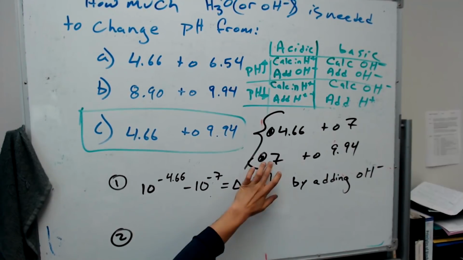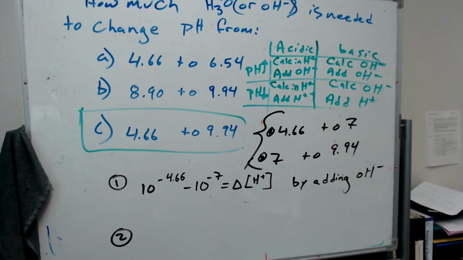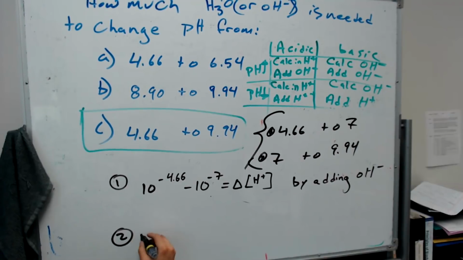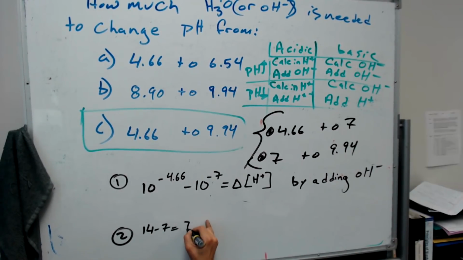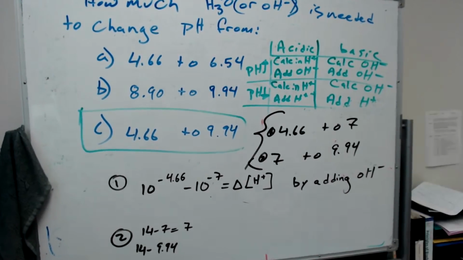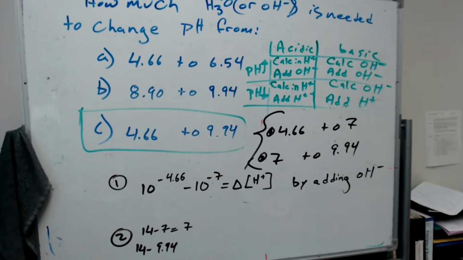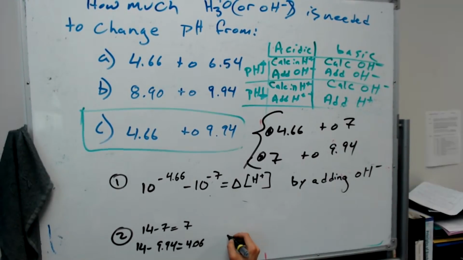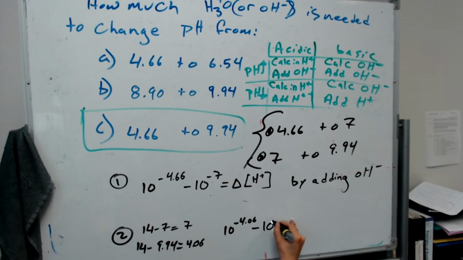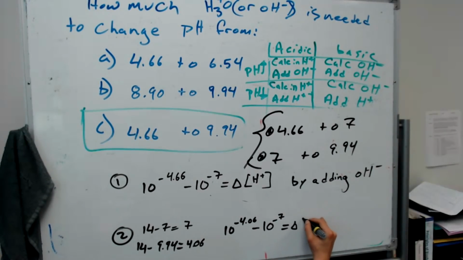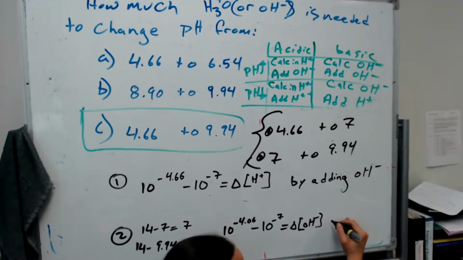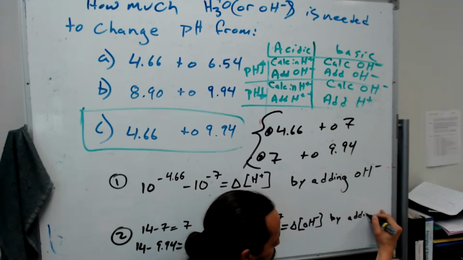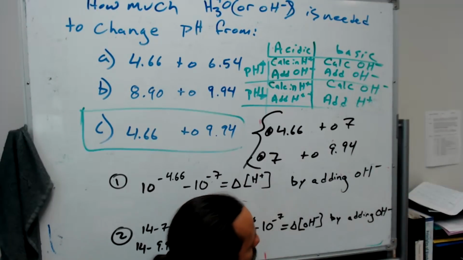Now notice, in basic conditions, I have to switch both of these to pOHs. So I'm going to do 14 minus 7. That one's easy, 7. And the next one, 14 minus 9.94, is 4.06. Oh, thank goodness. Then I'm going to go ahead and say 10 to the minus 4.06 minus 10 to the minus 7. It's going to be equal to the change in OH minus, by adding OH minus.